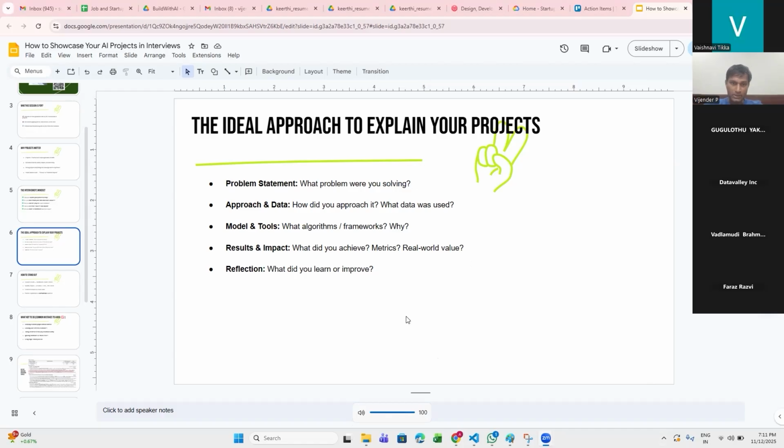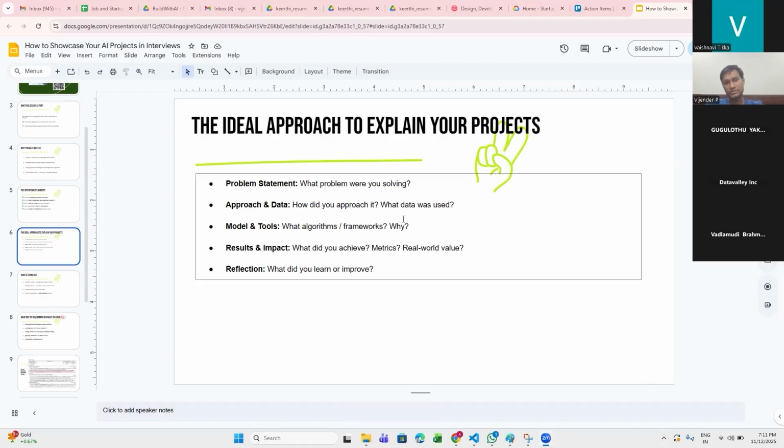Okay, cool. Let's move on to the next one, the ideal approach to explain your projects. Typically when you're asked to explain a project, they ask you to explain your most recent project. So you typically have to talk about the problem statement first, like I mentioned above. What is the problem you're solving?